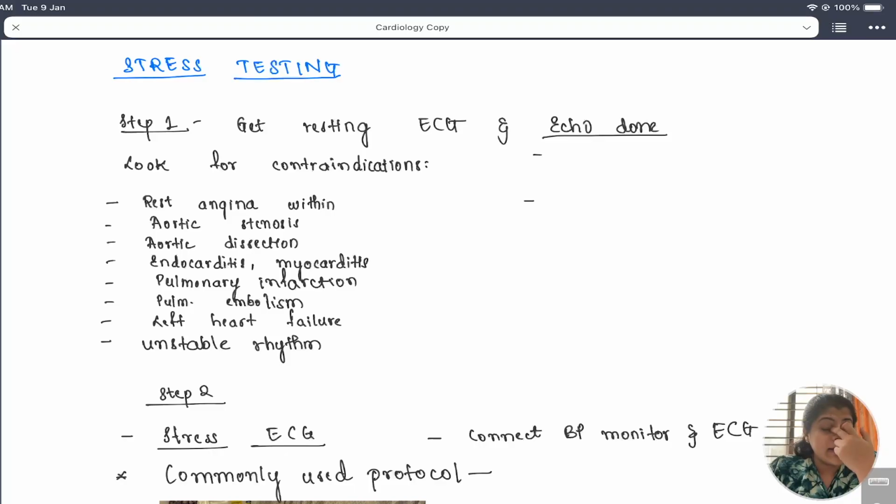blood supply and demand. You can get a stress ECG done, a stress echo done, or a radionuclide scan done. In this video, I'll be telling in detail about stress ECG, which you call the treadmill test. This is a very commonly done test. You should know the practical aspects of this because you will be getting doubts from your relatives and friends. So let's start with this video.